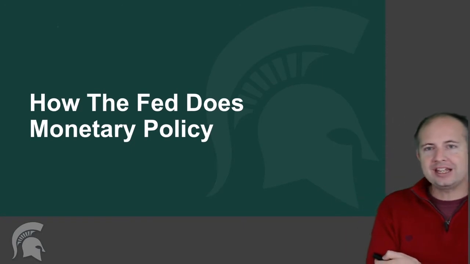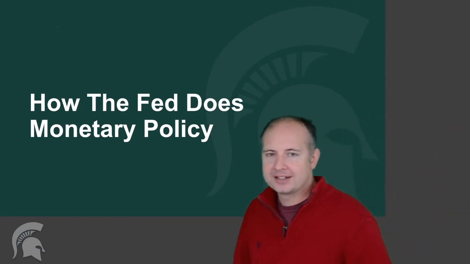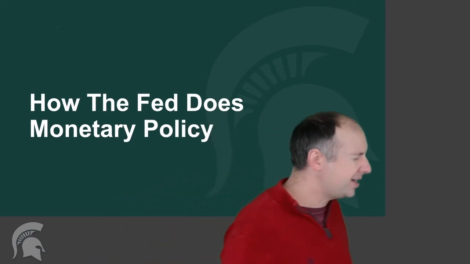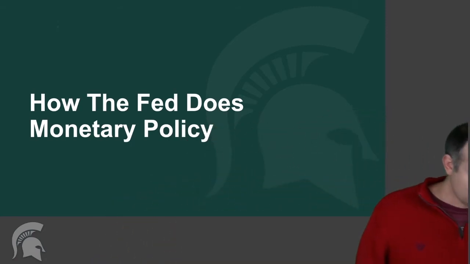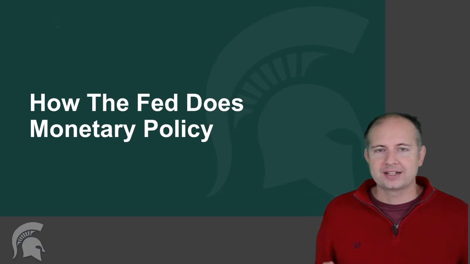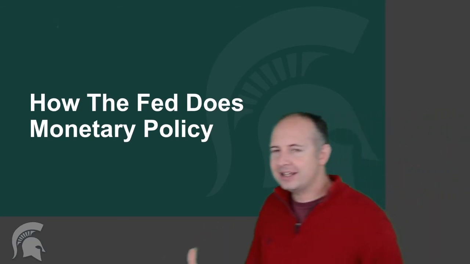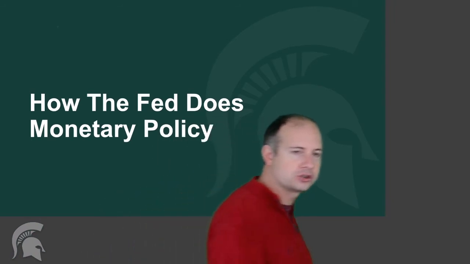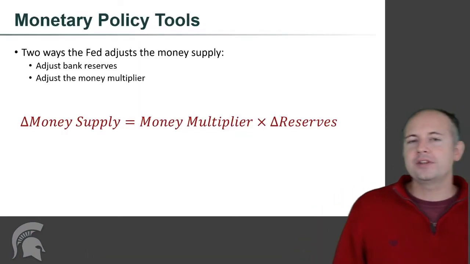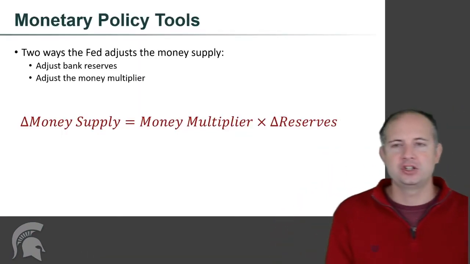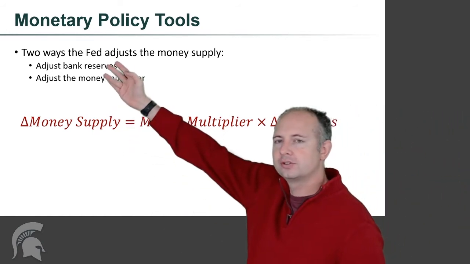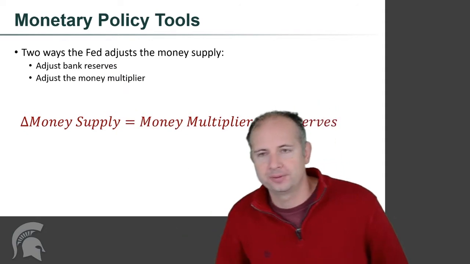So next thing we're going to think about is how the Fed does monetary policy. We know that they're expanding and contracting the money supply. What we want to think about is, how are they doing that? How are they making the money supply larger or smaller? We can think of there being two ways that the Fed adjusts the money supply. We can adjust bank reserves, or we can adjust the money multiplier.